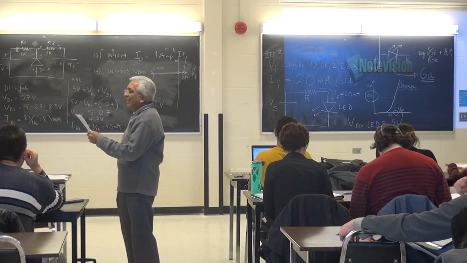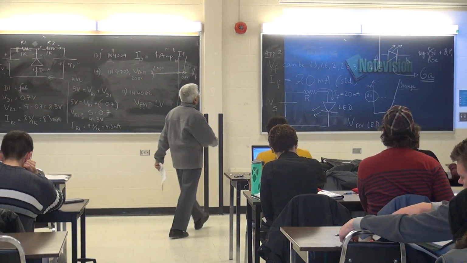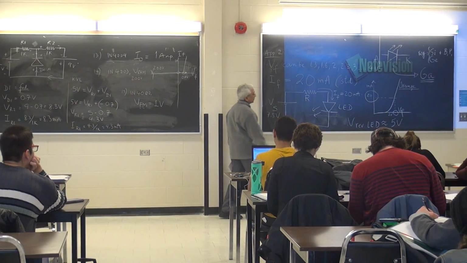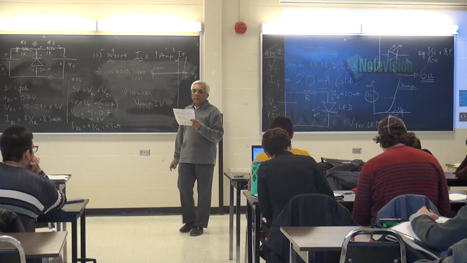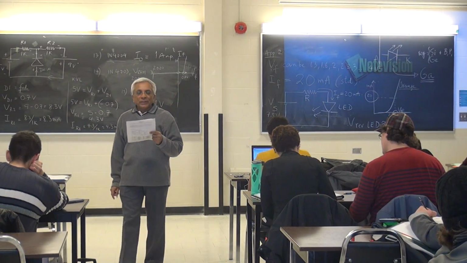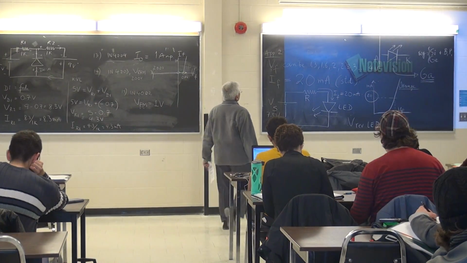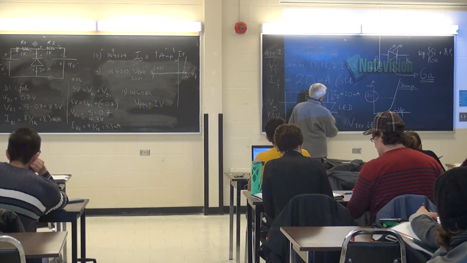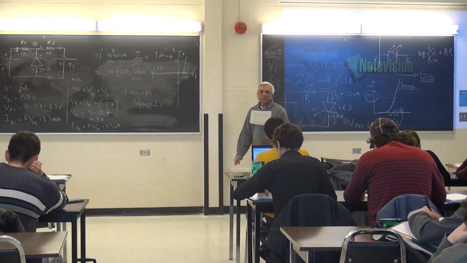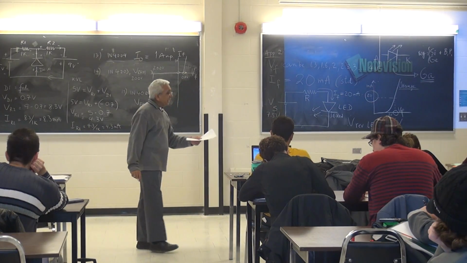Now let's do number 1 on page 1. It says, supposing my supply voltage is 7.5 volts. The LED I choose is a super efficient red. So super efficient red. Make sure you show those arrows pointing away from the diode.